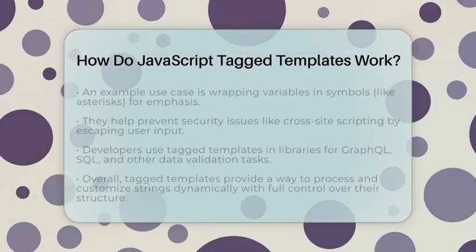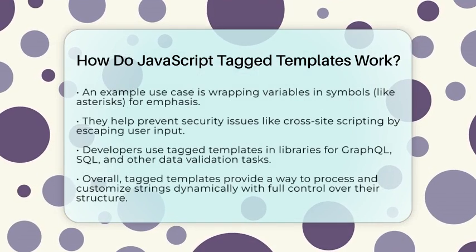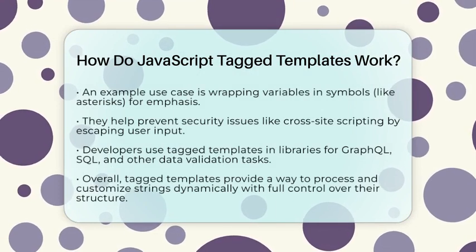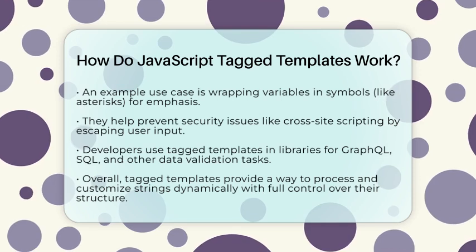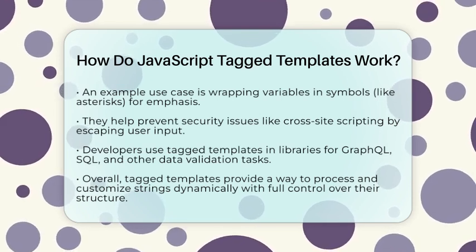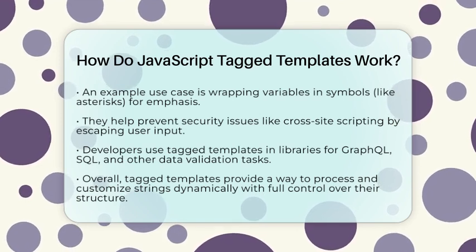Here's a simple example. Suppose you want to emphasize variables by wrapping them in asterisks. You can write a function called highlight that takes the strings and values, then builds a new string with the variables wrapped. When you run highlight with some data, it outputs a string with the variables marked clearly. This shows how flexible tagged templates are. They let you control exactly how your strings are created.